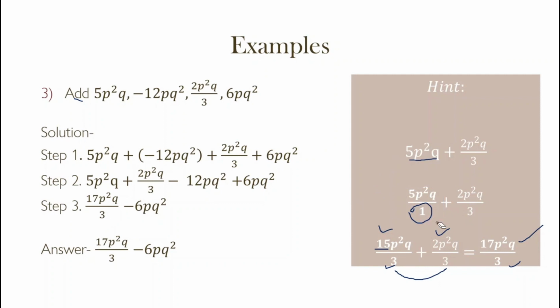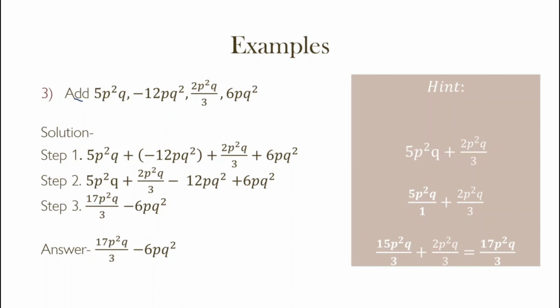Now solving for the last two terms, which says minus 12pq² plus 6pq². Again, there are two terms, one is negative, one is positive. The rule says subtract them. So 12 minus 6, we get 6pq². Then the sign comes of the bigger number. Is 12 bigger or 6? 12 is bigger, which is having a negative sign. So in our answer, there would be a minus sign. Right? So the final answer is 17p²q over 3 minus 6pq². I hope it's clear to you.